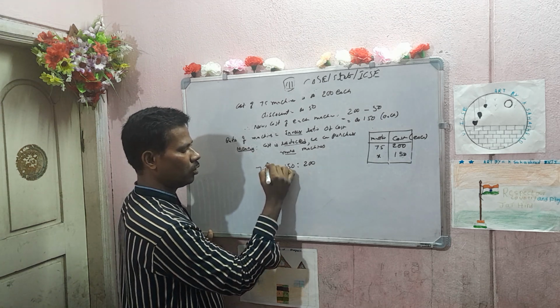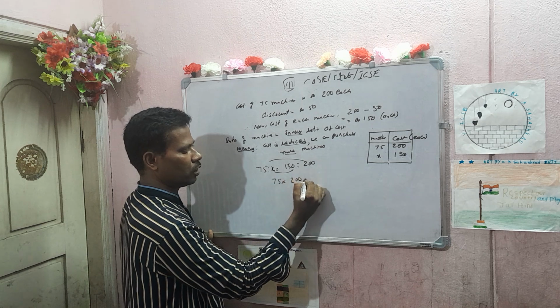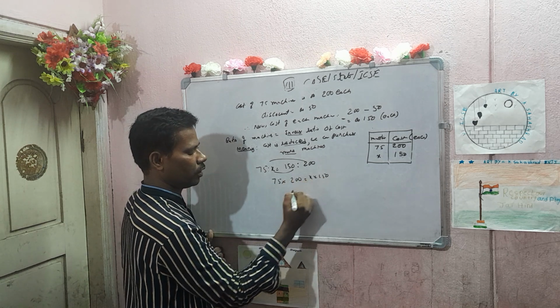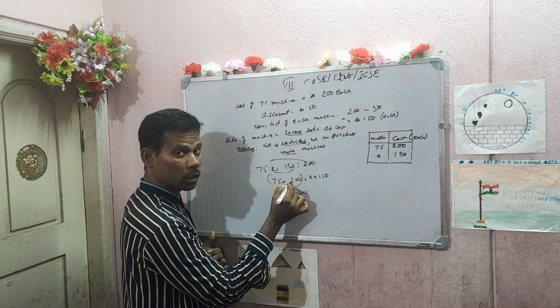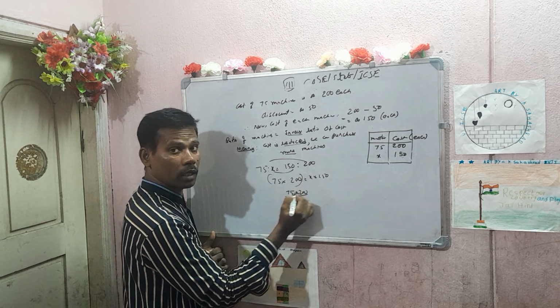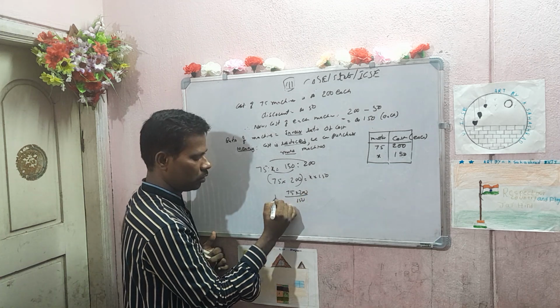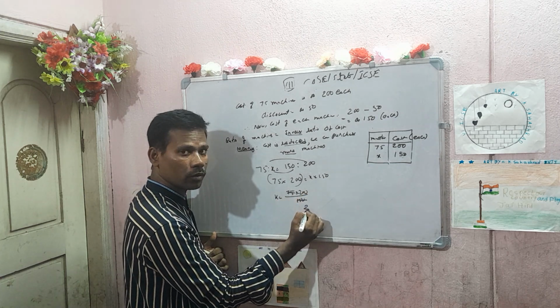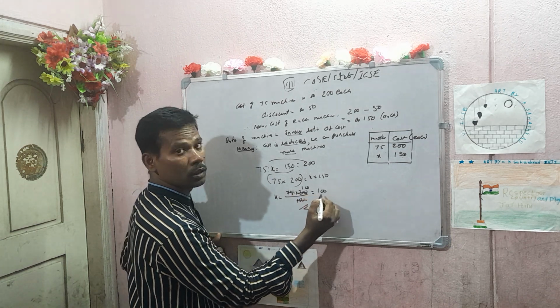So 75 into, product of means is product of extremes. 75 into 200 is equal to X into 150. Don't change this, keep it as it is, divide by 150, and the other one only you should divide. So X is equal to 75 into 200 by 150, which is 100.